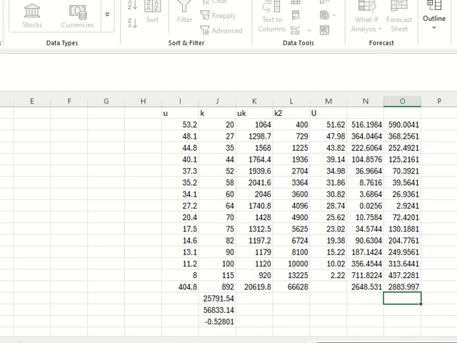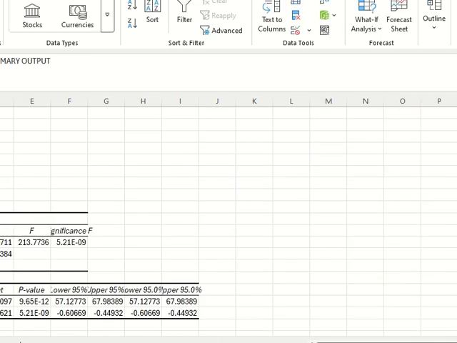So if I click OK, you can see it creates another sheet. And in this sheet, you can see the R square value here. Why is your R square value so low? Whatever. Anyways, you can see the R square here, and you can see the intercept, the A value.